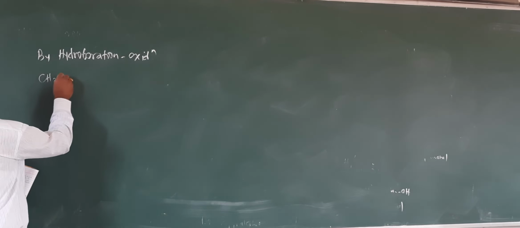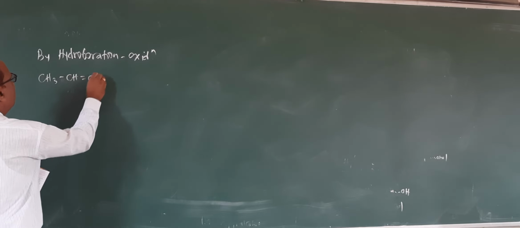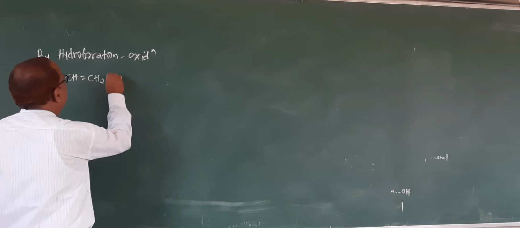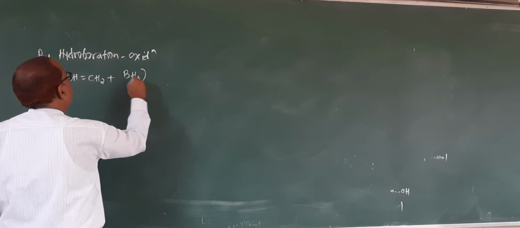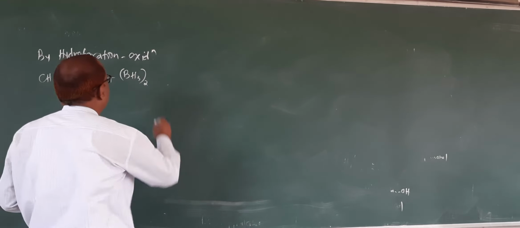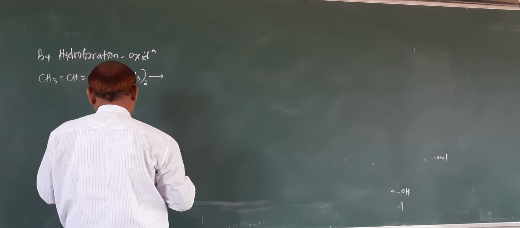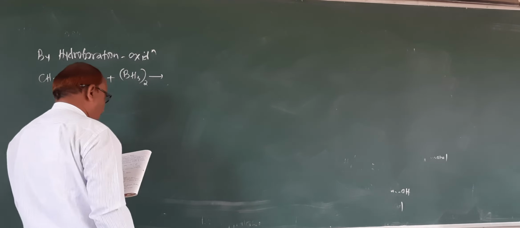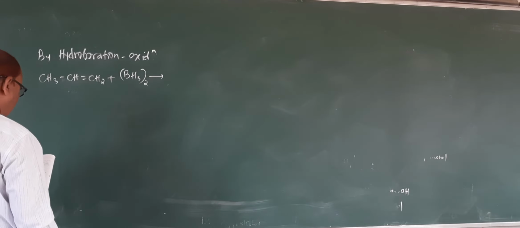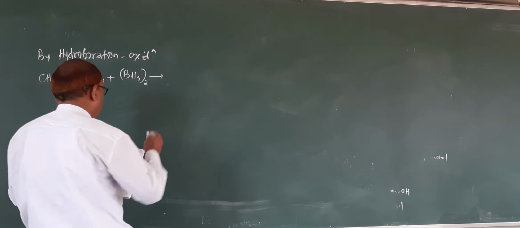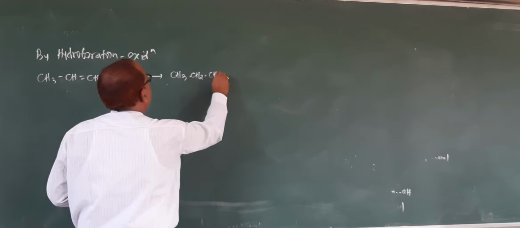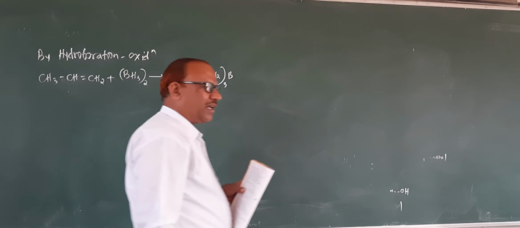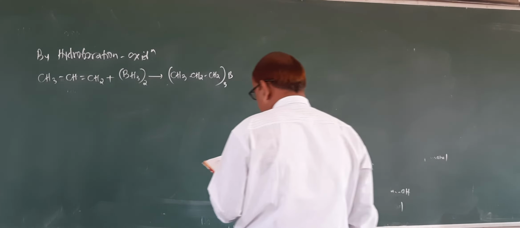We have propene, CH3CH=CH2. This is made to react with a diborane. BH3 twice is called diborane. Finally you will get trialkyl borane, (CH3CH2CH2)3B. First alkyl borane, then dialkyl borane, and trialkyl borane is the product formed.